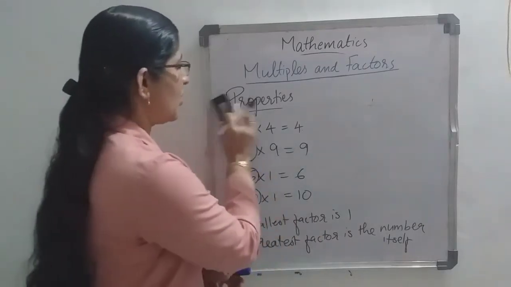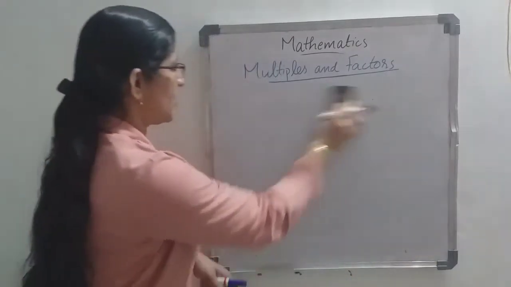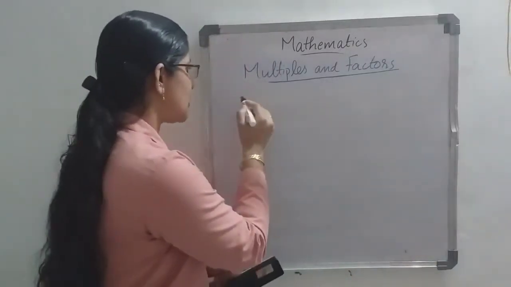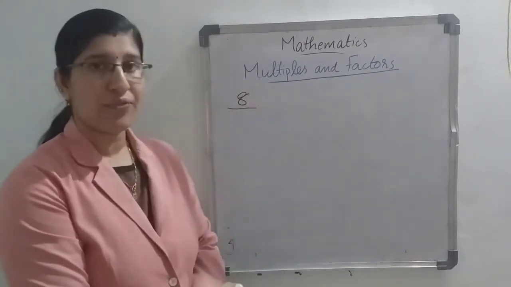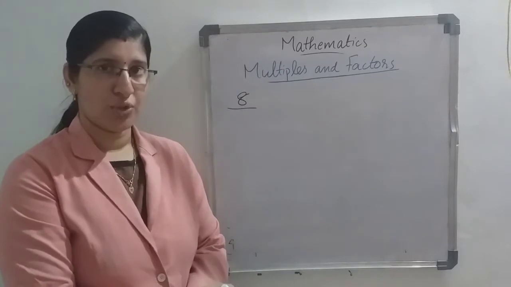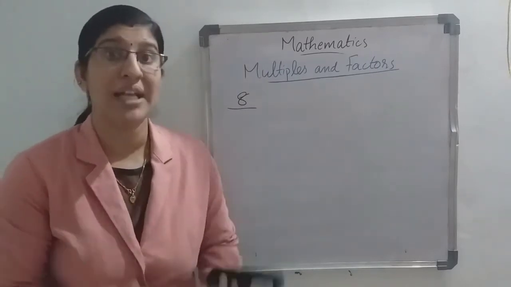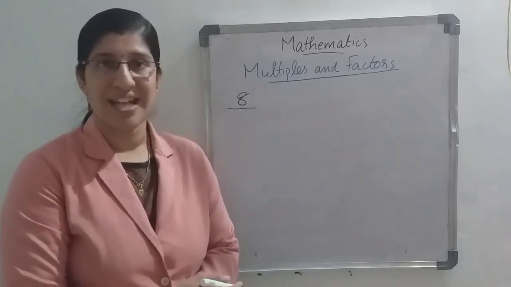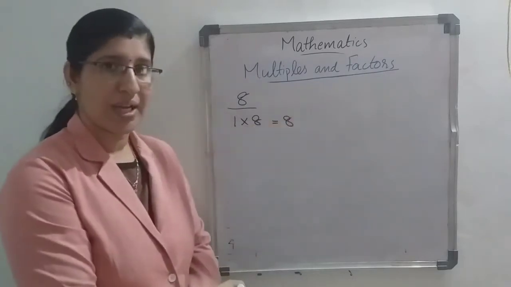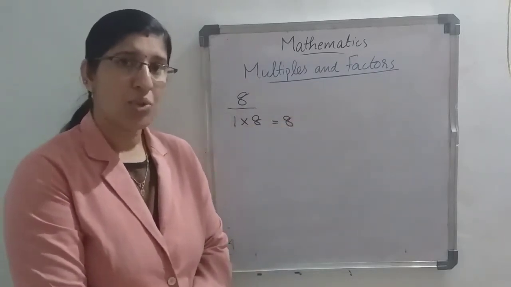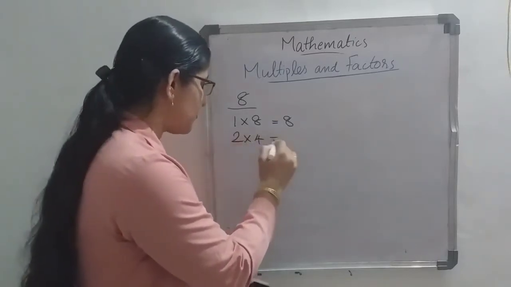Next we are going to study how to find the factors. I'll show one small example. Suppose 8. We need to find the factors of 8. Normally we know the multiplication tables in which 8 comes as an answer. So 1 into 8 is 8, that all of you know. Next, in 2's table is there any 8? Yes, 2 4s are 8.